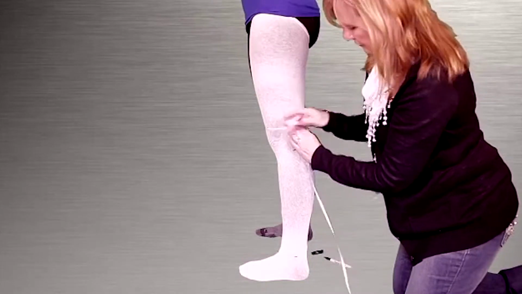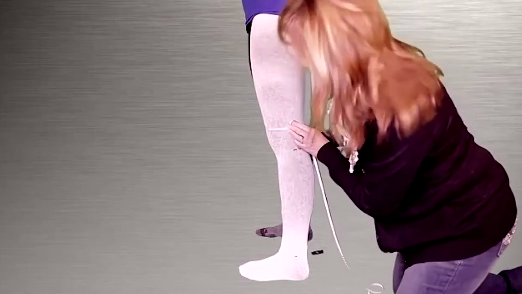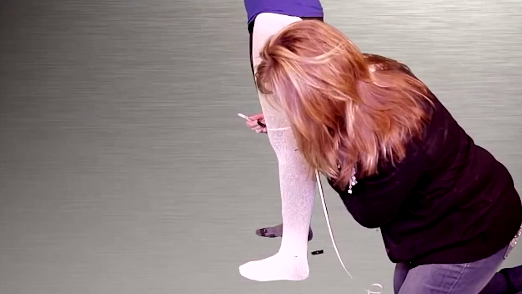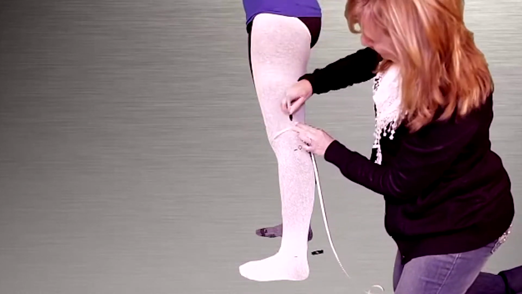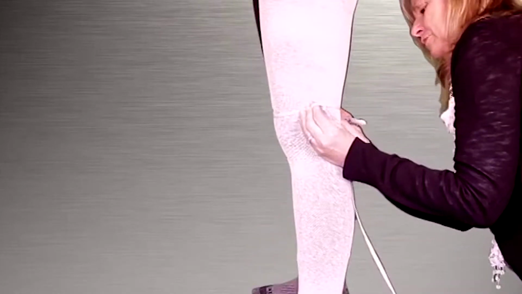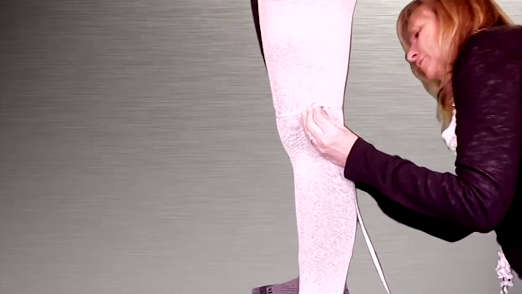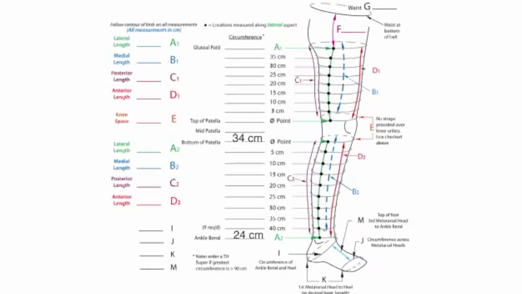Next, encircle the leg with the bottom edge of the tape measure aligned with the top of patella. Mark the leg at this edge of the tape at the anterior, lateral, posterior, and medial aspects, and record the circumference on the line labeled top of patella 0 point.